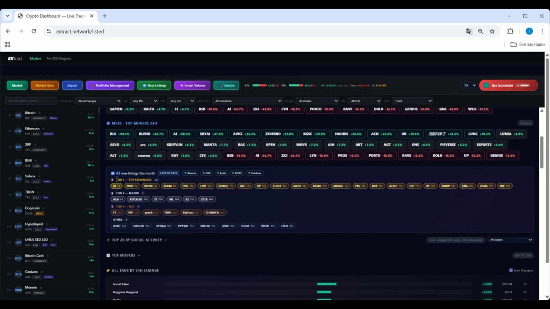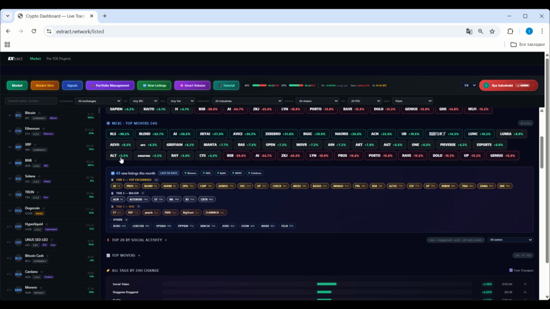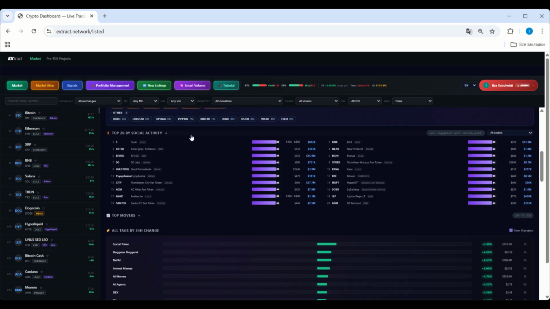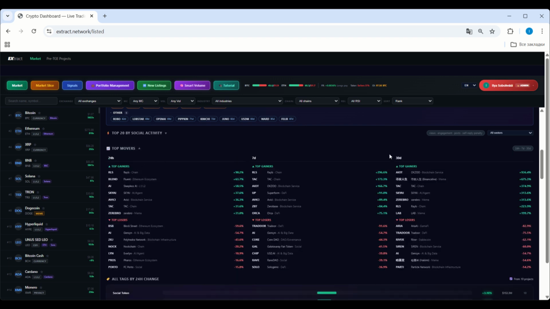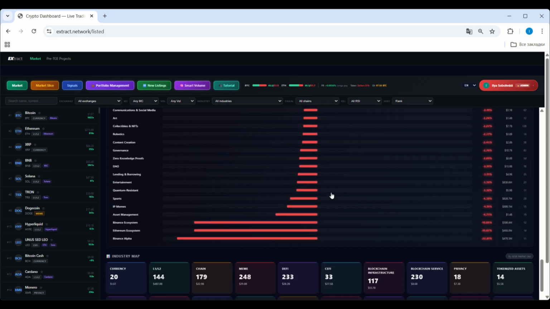You can see the best gainers on the market for the current day, for Binance, the new listing on the market, where you can also understand how things are going. Then you have the social activities, the top movers for 24 hours, 7 days, 30 days, and the all tags by change. So you can see which industry or sub-industry is performing better than others.